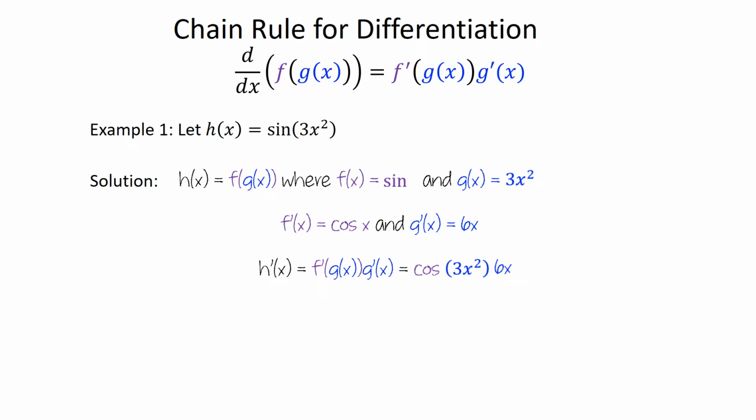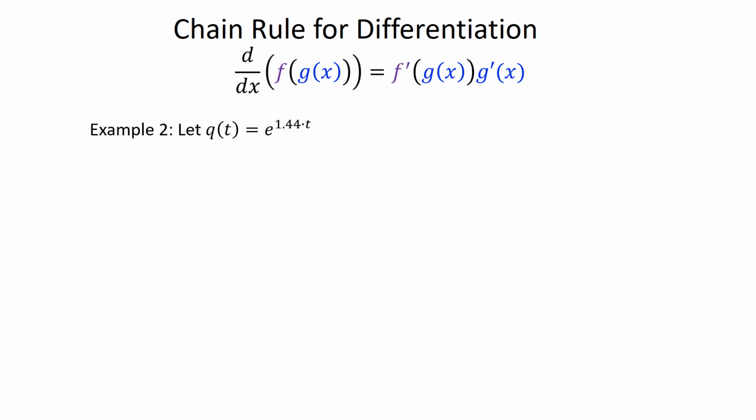Now let's look at another example. Let q be an exponential function in terms of t. Our task is to evaluate the derivative of q with respect to t. In this example, it's a little trickier to recognize that this is a composition of two functions, to identify the outside function and the argument. So, we need to write q as the composition f of g of t. Here, f, the outside function, is e to the t, and g, the argument, is 1.44 times t.